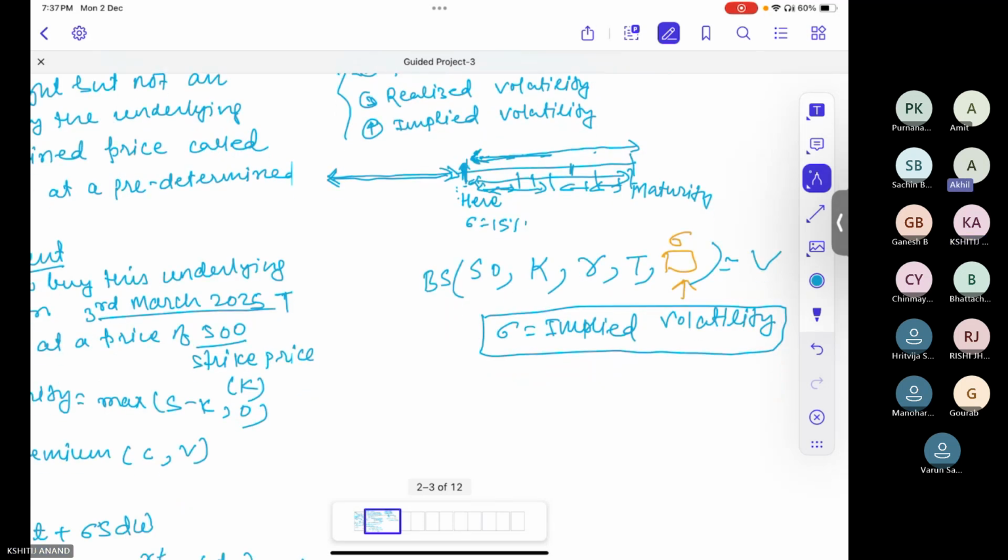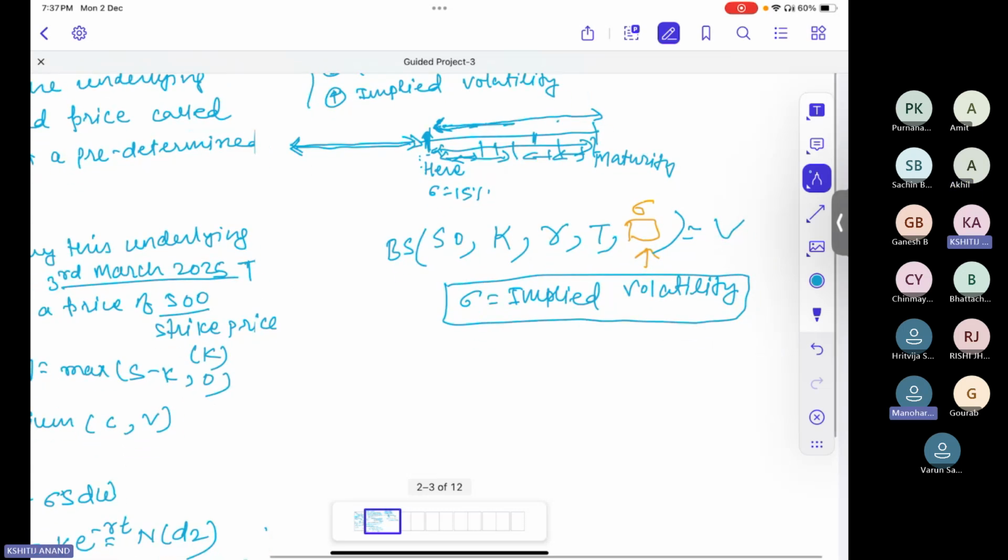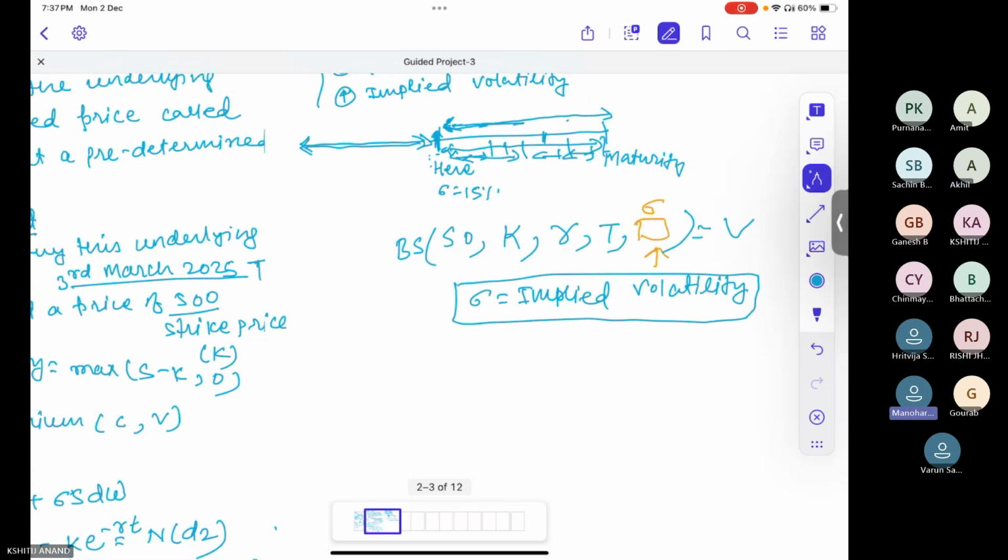Okay. Sure, got it. And when we measure realized volatility, we still measure that using historical data only, right? Could you please ask your question again?